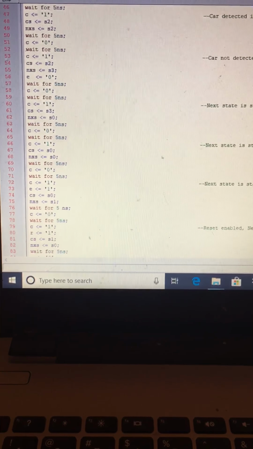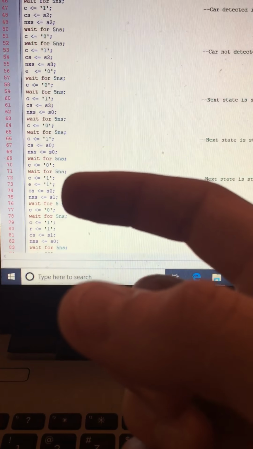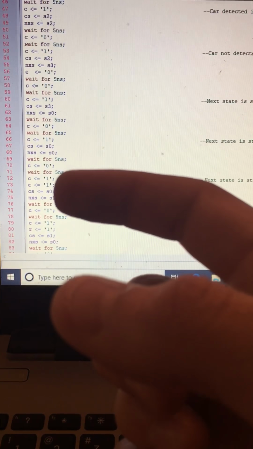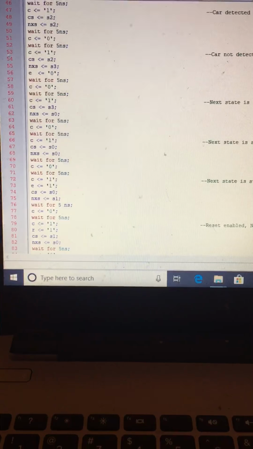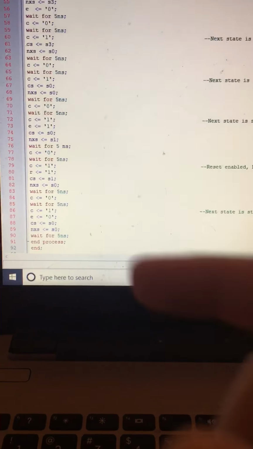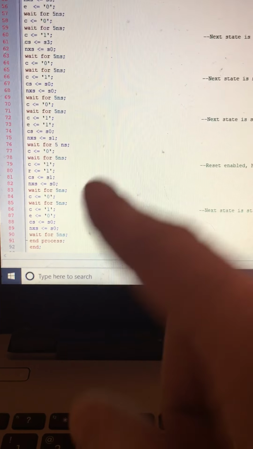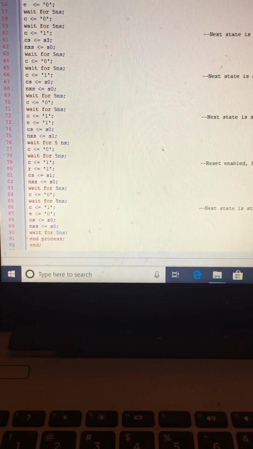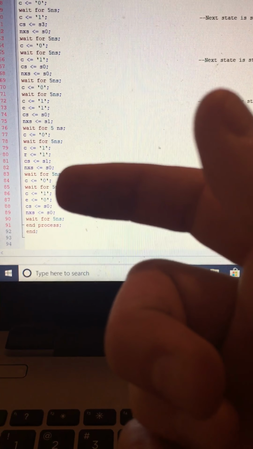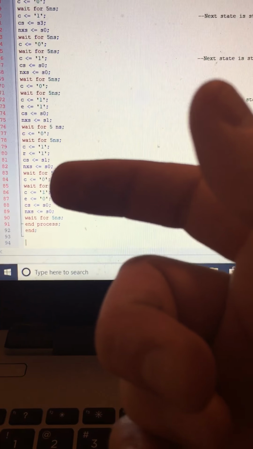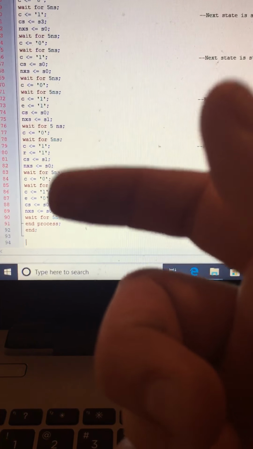And then at the next rising edge, I have a car enabled in the east and west, so the next state is state 1, which is yellow north south. And at the next rising edge, I have reset enabled, and so the next state will be state 0. And then at the next rising edge, it is in state 0, and there's no car being detected in the east and west direction, so the next state will be state 0.